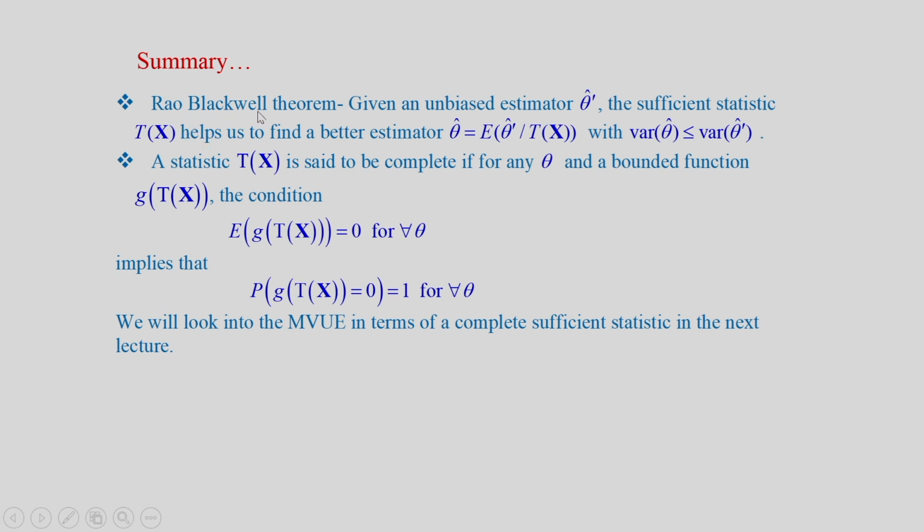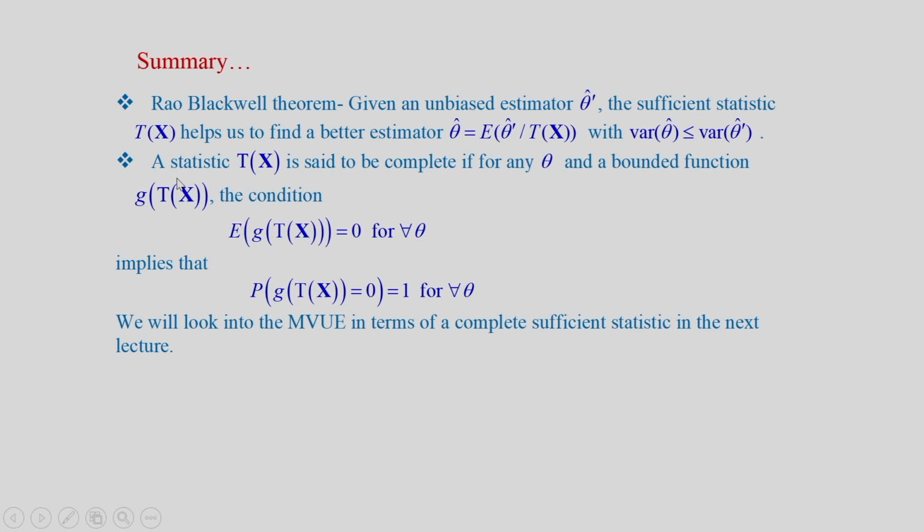Now, Rao-Blackwell Theorem. Given an unbiased estimator theta hat dash, the sufficient statistic T(x) helps us to find a better estimator. Theta hat is equal to E of theta hat dash given T(x). This is the conditional expectation of theta hat dash given T(x). Now, this estimator has the property that it is not only unbiased, but its variance is lower than or equal to the variance of theta hat dash.